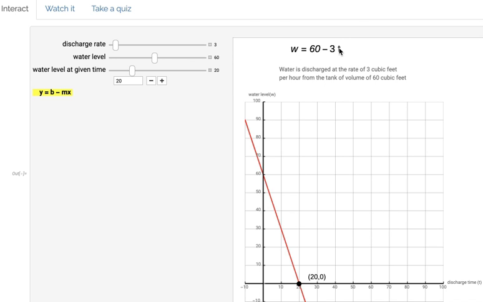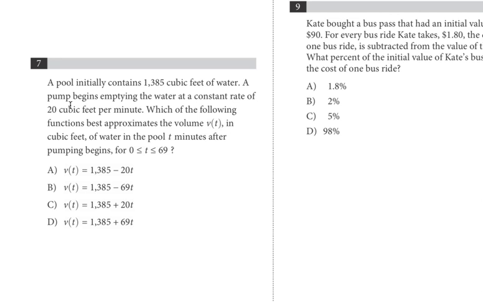Now how will this help us solve problems on the SAT? Let's take this actual problem. A pool initially contains 1385 cubic feet of water, and a pump begins emptying the water at a constant rate of 20 cubic feet per minute. Which of the following functions best approximates the volume V in cubic feet of water in the pool t minutes after pumping begins?